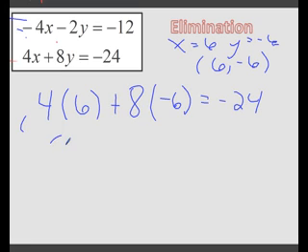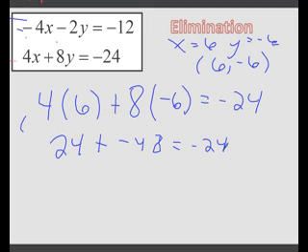So 4 times 6 is 24, plus 8 times negative 6 is negative 48, and 24 plus negative 48 is negative 24. So I know, hey, that's a true statement.